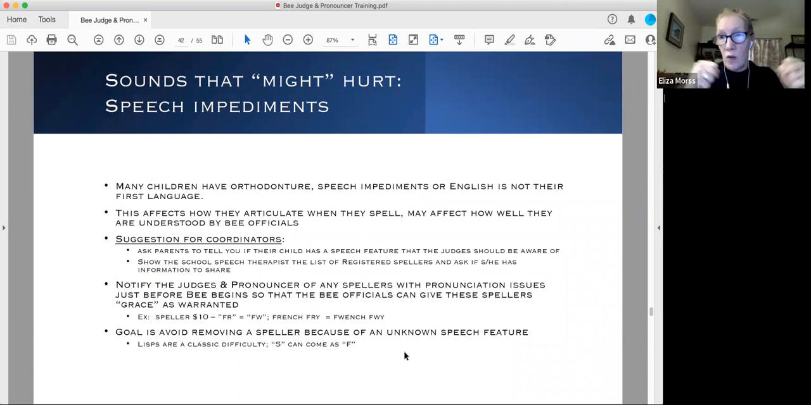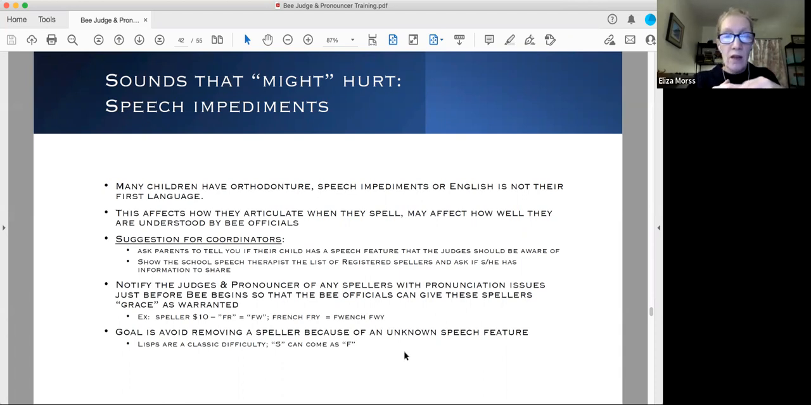So this is what I suggest that coordinators do to help judges and pronouncers. So judges and pronouncers, if your coordinator isn't here, ask them to do this for you. Coordinators should ask parents, maybe in the registration process or a little later on, to tell the coordinator ahead of time if the child has some sort of speech feature that the parent thinks the judges should be aware of. And also, because sometimes parents aren't aware of the speech characteristics of their children because they're used to them, ask the school speech therapist. If you can show them a list of the spellers you have and ask if there's any information he or she can give you.